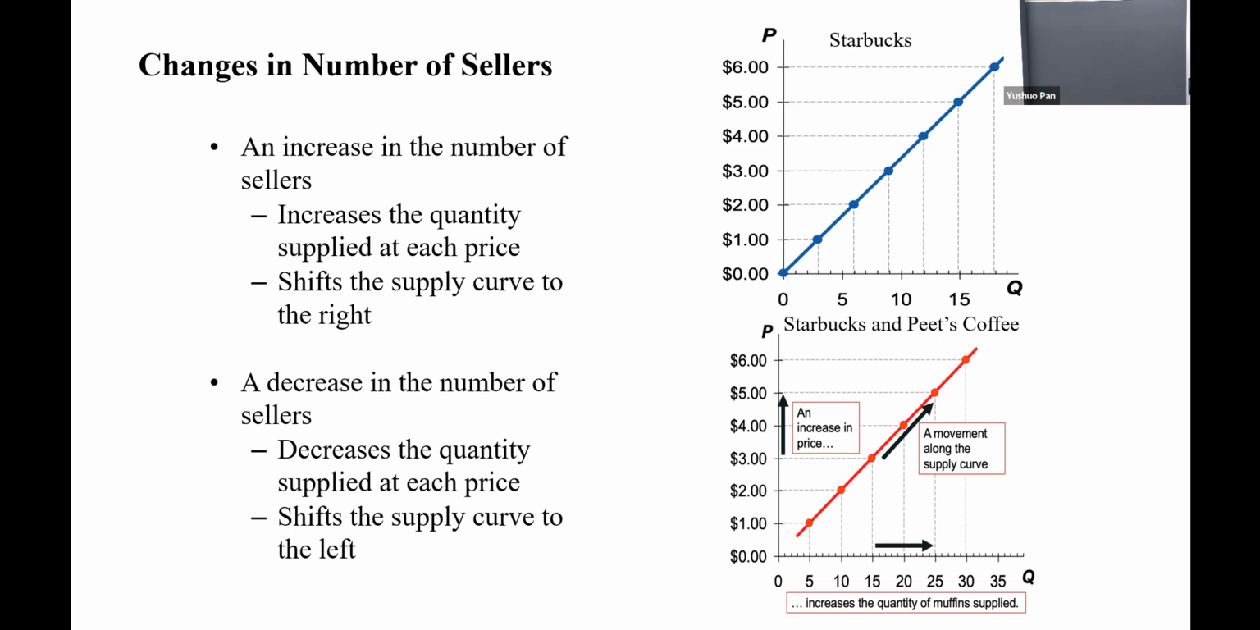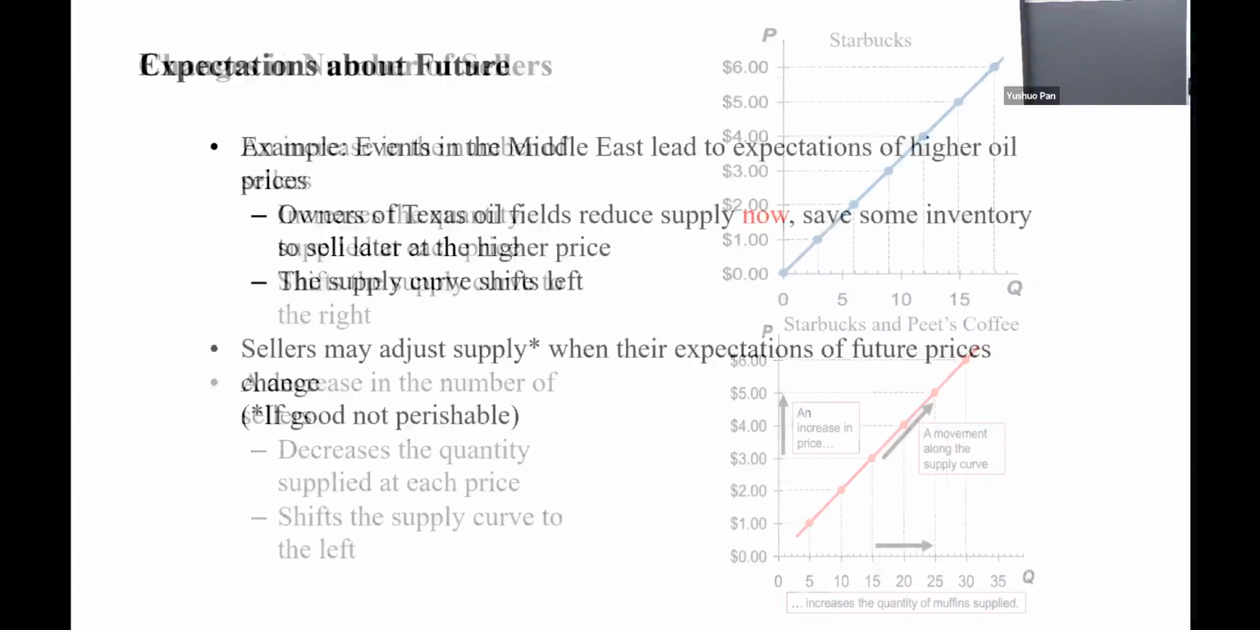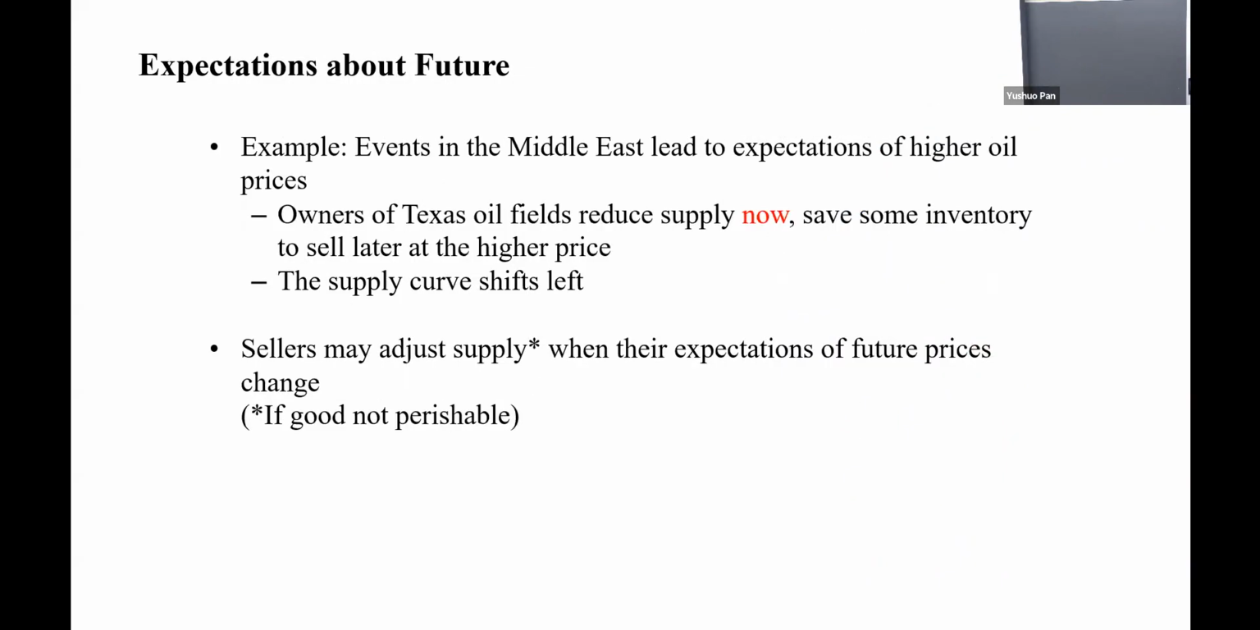A decrease in the number of sellers decreases the quantity supplied at each price and shifts the supply curve to the left. More sellers, to the right; fewer sellers, to the left. Expectations about the future: for example, events in the Middle East lead to an expectation of higher oil prices, which means the sellers expect the oil price in the future will increase, right?